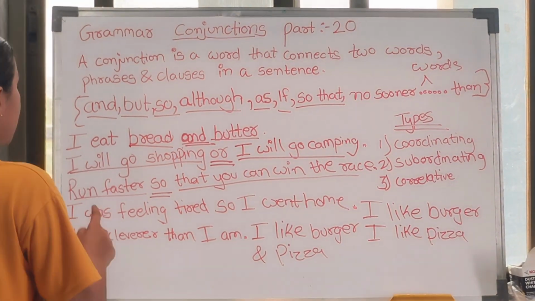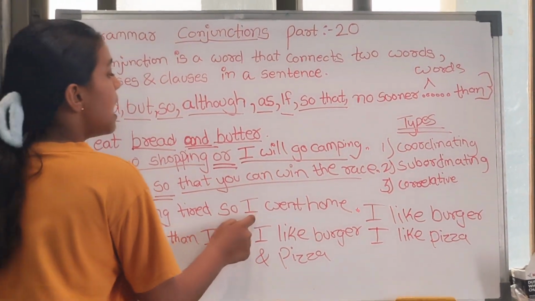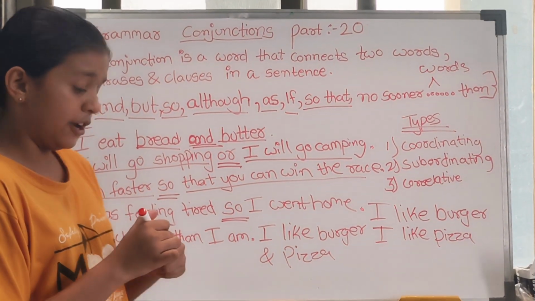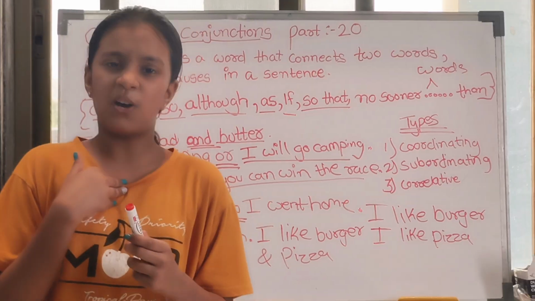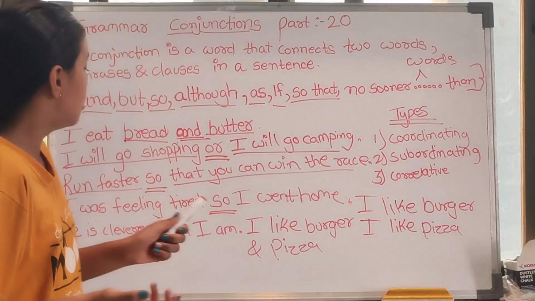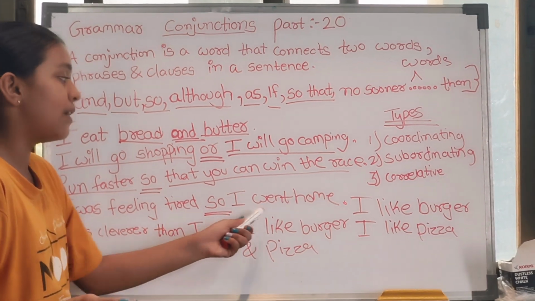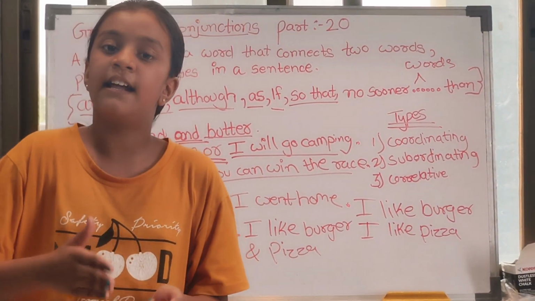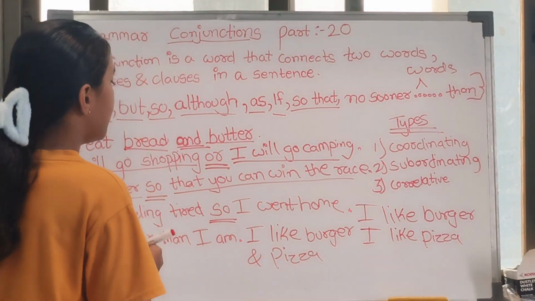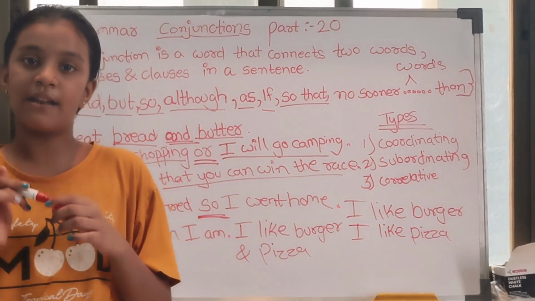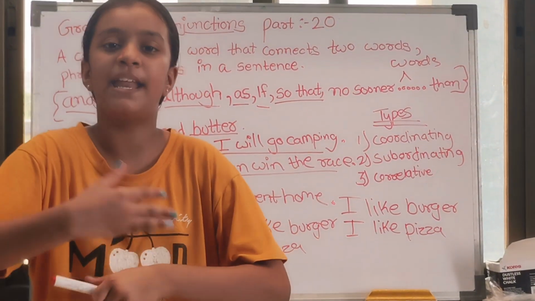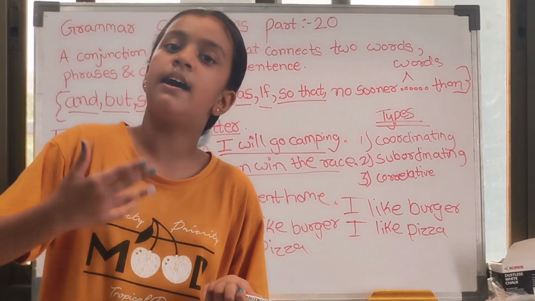Clear? Okay. So now: I was feeling tired, so I went home. Now here again so is used. I was feeling tired. Here it is giving the reason that I was tired. That's why I went home. So here it is telling the reason that I was tired. That's why we have used so here. Understood everyone? So conjunction so has many different usages that we'll learn ahead.